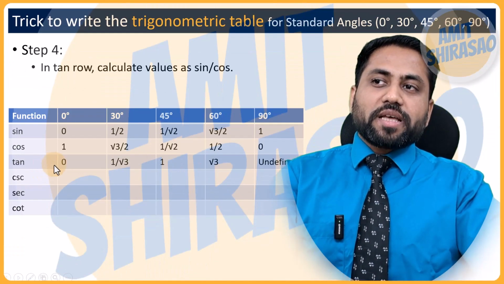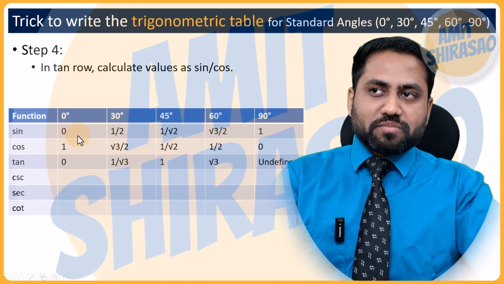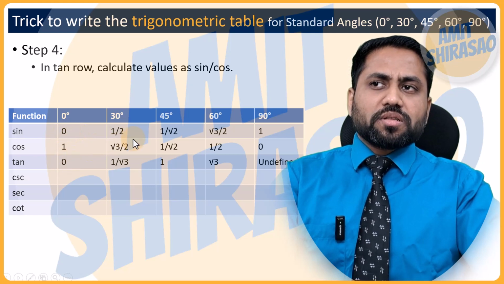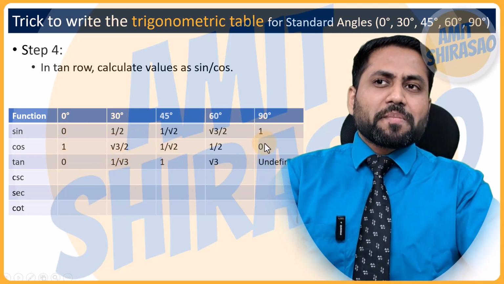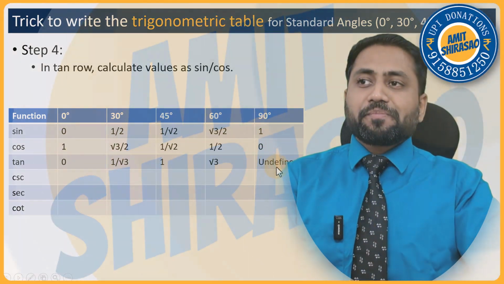Tan is just the ratio of sine and cos, right? So just divide it right away. 0 divided by 1 is 0, this divided by this is 1 by root 3. It's very basic, right? You can do that. And anything divided by 0 is undefined, right? So this will be undefined.